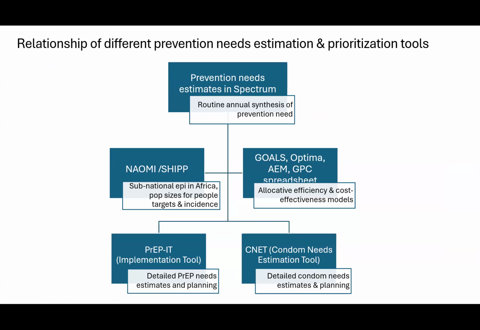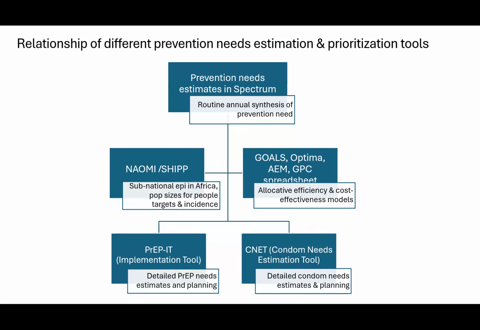Maybe one last word to situate the needs estimates as part of other modeling exercises. So the real main addition of the new needs estimation in the spectrum model is to make this a routine annual process to estimate prevention need, just as we annually estimate the number of people living with HIV and the need of treatment. And then, of course, for specific purposes, if you want to go very granular on allocative efficiency or cost effectiveness, you could still use the Goals model or other tools that are there.